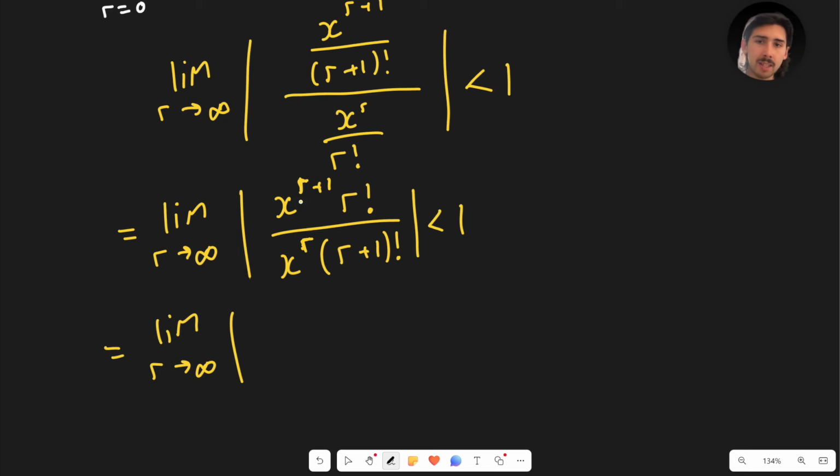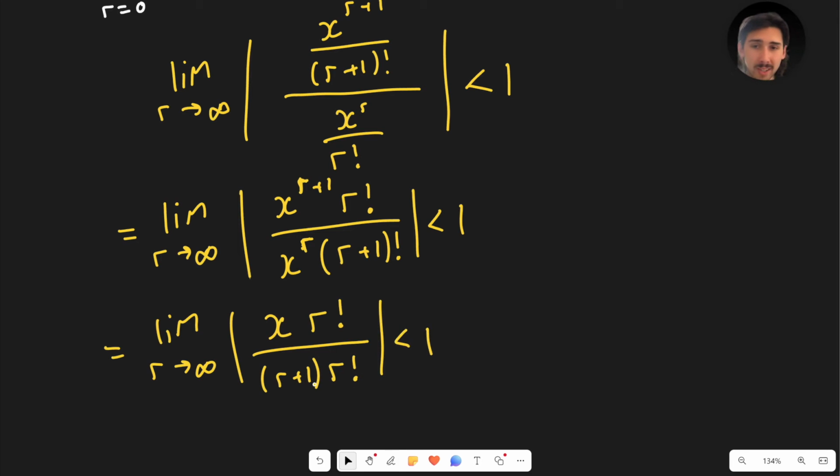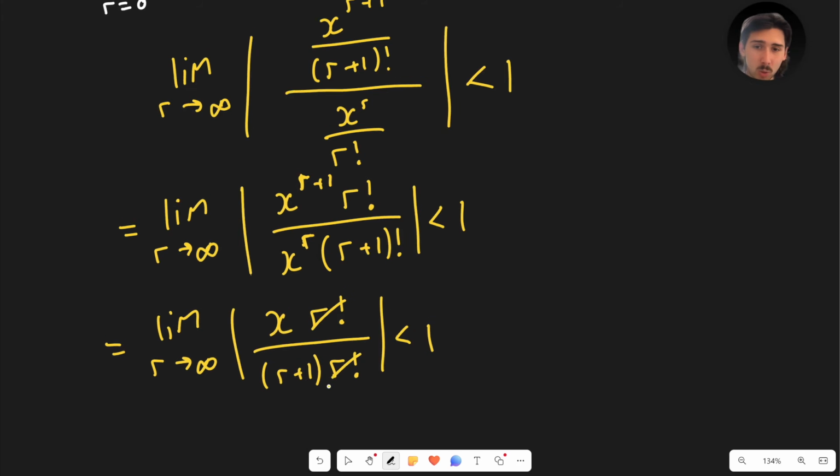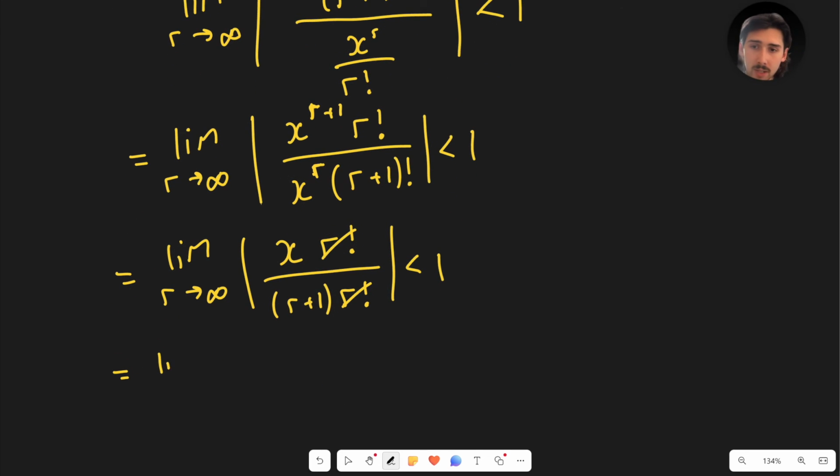So I'm going to cancel out the x to the r's, and I'm just going to have x, and then I've got an r factorial still there, divided by r plus 1 factorial. A very common trick here is to rewrite r plus 1 factorial as r plus 1 times r factorial, so that I can cancel the r factorials out. And so I have the limit as r approaches infinity of x divided by r plus 1. Now, that needs to be less than 1.